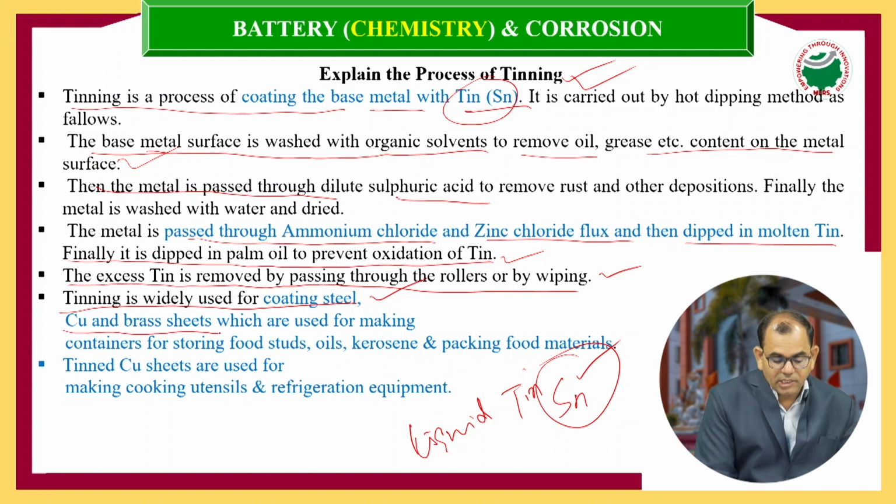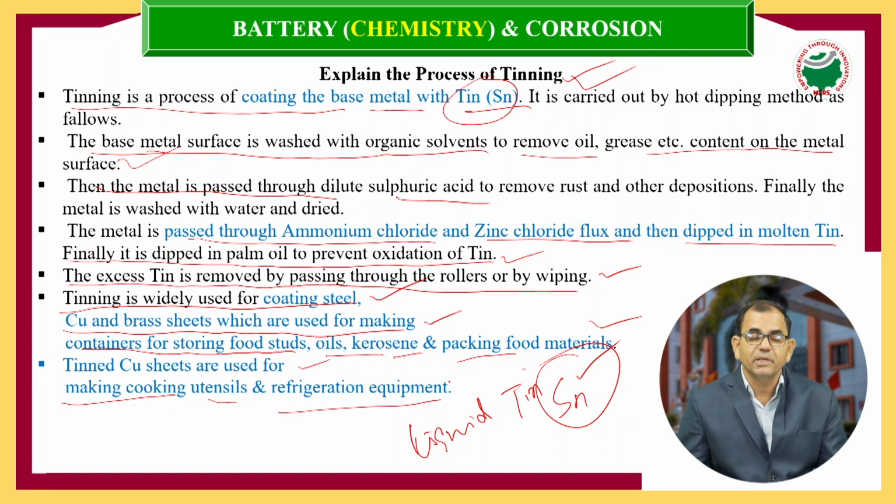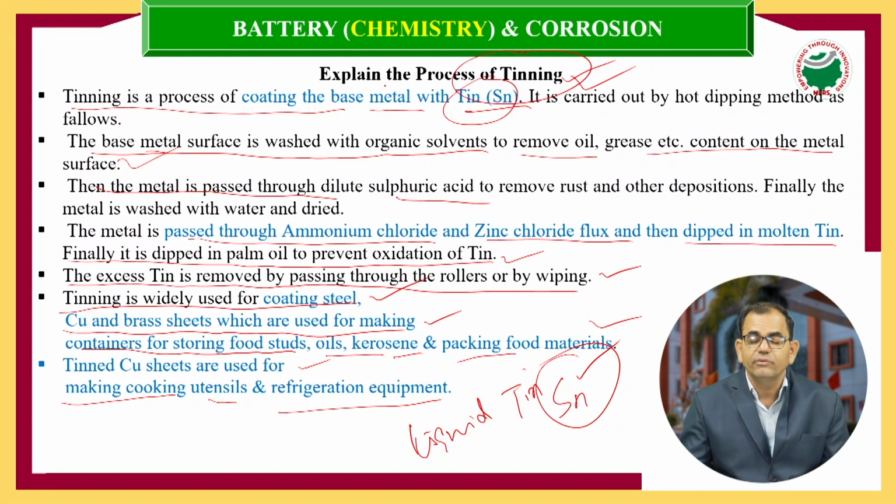Tinning is widely used for coating steel, copper and brass sheets, which are used for making containers for storing food stuffs, oil, kerosene, and packing food materials. Tinned copper sheets are used for making cooking utensils and refrigeration equipment. Why? Because they will always be exposed to humid conditions, and if we do this kind of tinning process, we can prevent the corrosion.